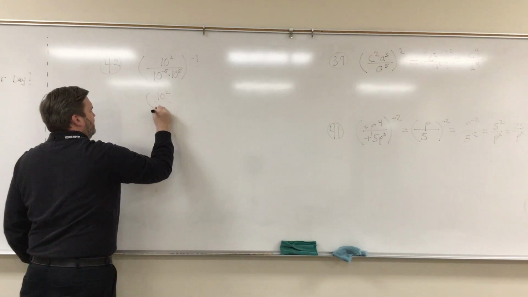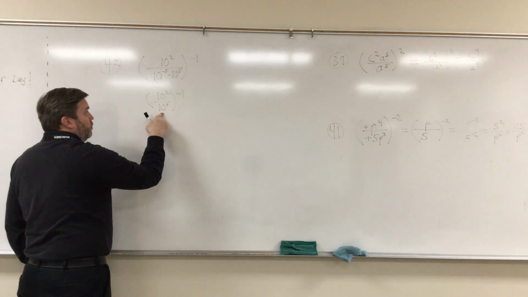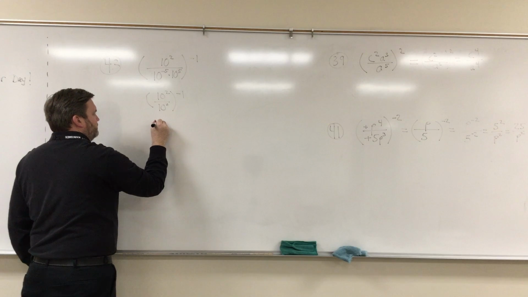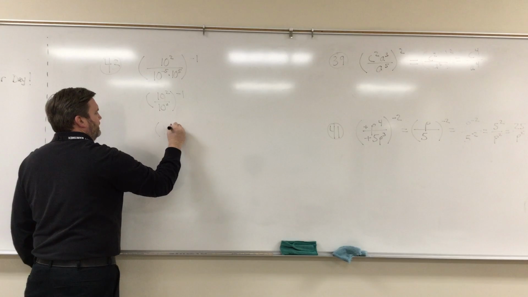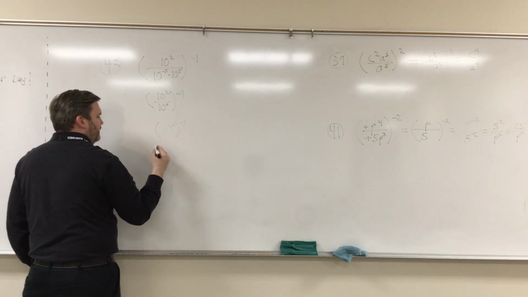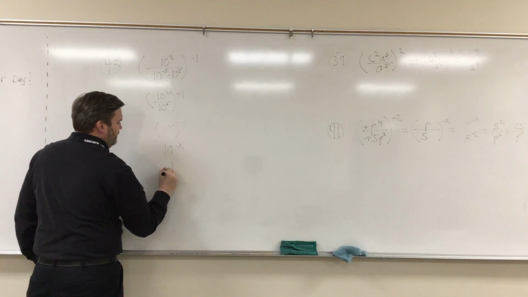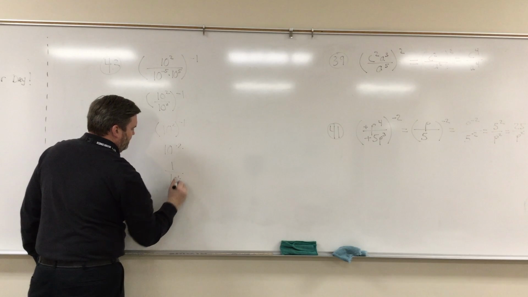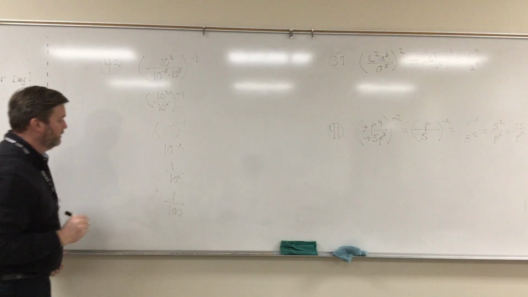10 squared over 10 to the 0, all that to the negative 1st. Well, 10 to the 0 is just 1, so divide by 1, you're just left with 10 squared. All that to the negative 1st. Use your power to a power rule. That's going to be 10 to the negative 2nd which is 1 over 10 to the second, which is 1 over 100.